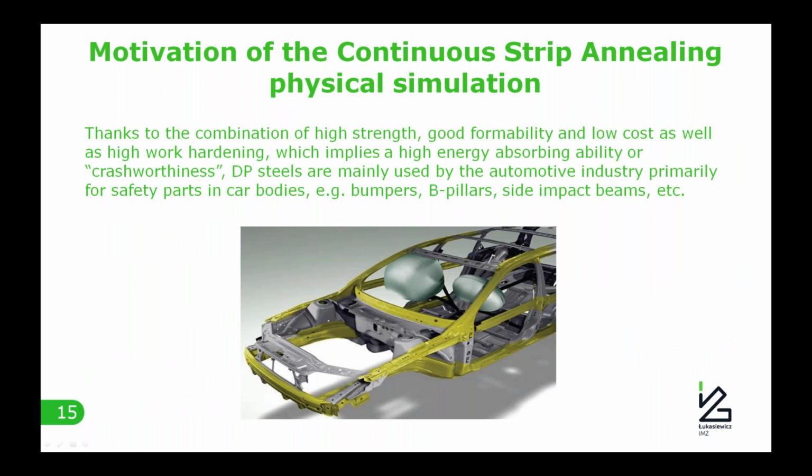Thanks to the combination of high strength, good formability, and low cost, as well as high work hardening, which implies a high energy absorbing ability or crashworthiness, DP steels are mainly used by the automotive industry, primarily for safety parts in car bodies, for example bumpers, B-pillars, and side impact beams.